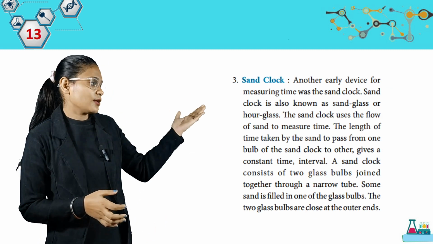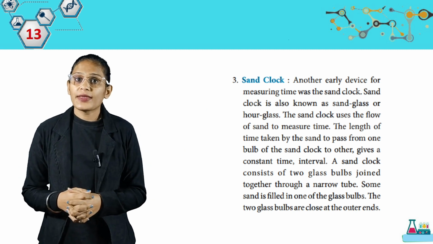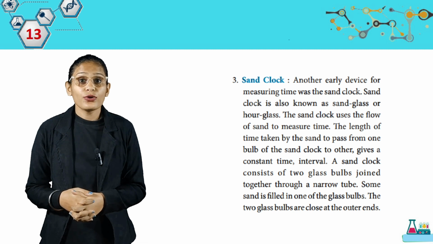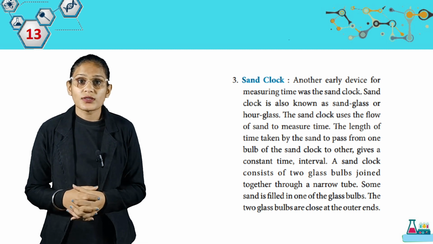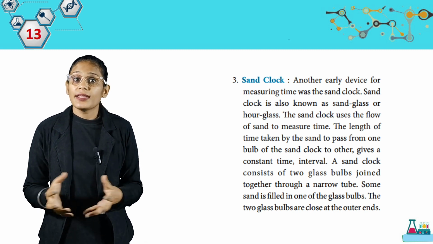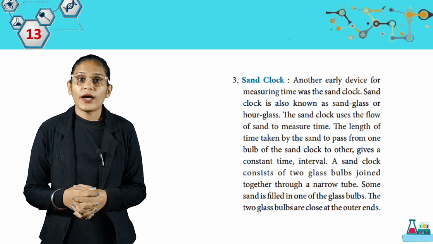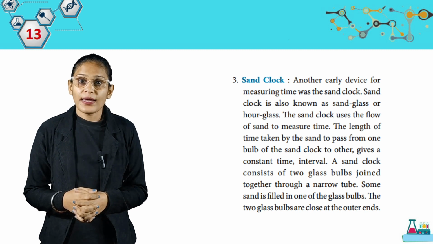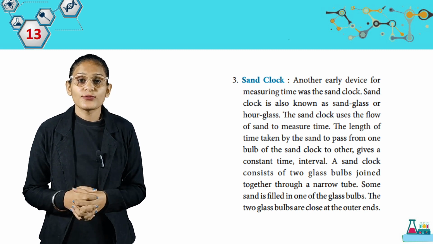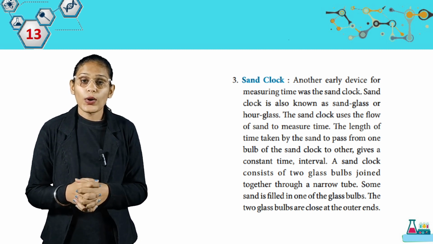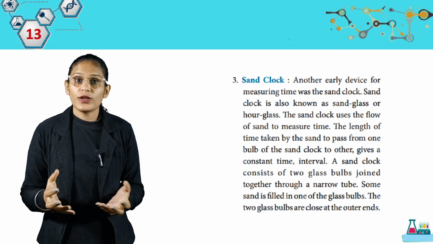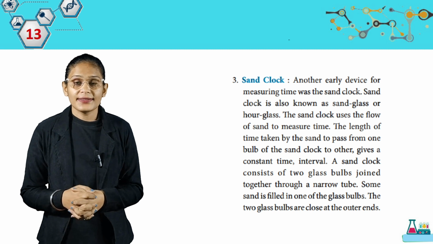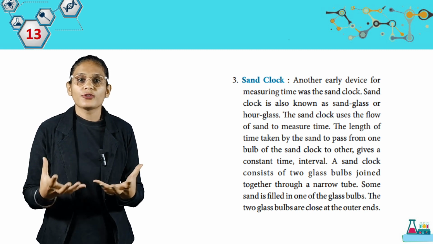Now we have sun clock. Another early device for measuring time was the sun clock. Sun clock is also known as sand glass or hourglass. The sun clock uses the flow of sand to measure time. The length of time taken by the sand to pass from one bulb of the sun clock to the other gives a constant time interval. A sun clock consists of two glass bulbs joined together through a narrow tube. Some sand is filled in one of the glass bulbs. The two glass bulbs are closed at the other end. So students, it's also similar to the water clock.